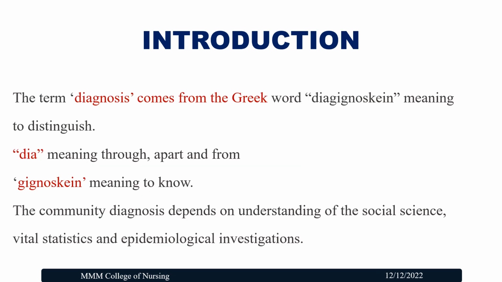The term diagnosis comes from the Greek word diagnoskin, meaning to distinguish, dia meaning through, apart, and gignoskin meaning to know. The community diagnosis depends on understanding of the social science, vital statistics, and the epidemiological investigations.